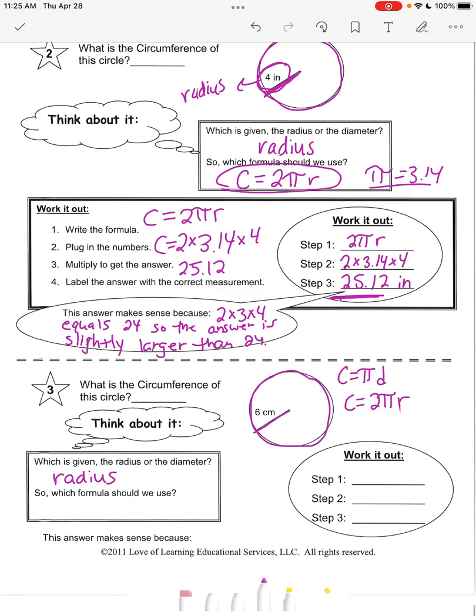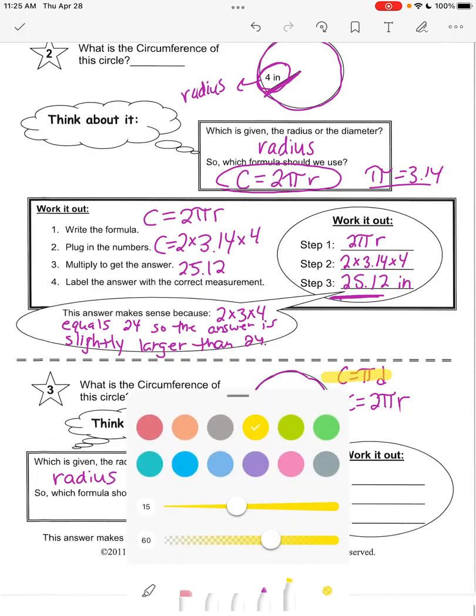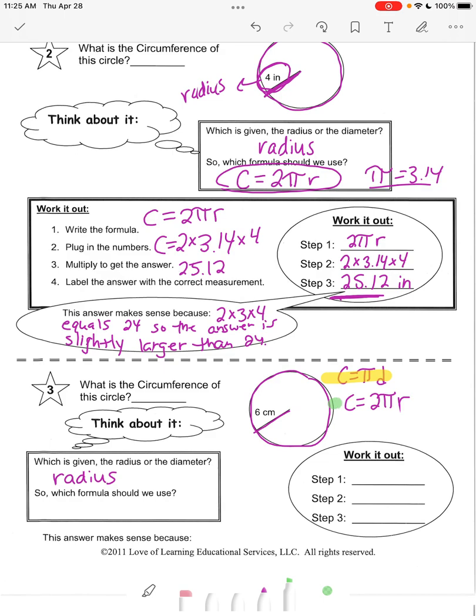Which formula should we use? Should we use C equals pi times D? Or should we use C equals 2 pi r? Well, we should use C equals 2 times pi times r because a radius starts with an r and there's an r in the formula. Step 1, write out your formula. C equals 2 pi r.